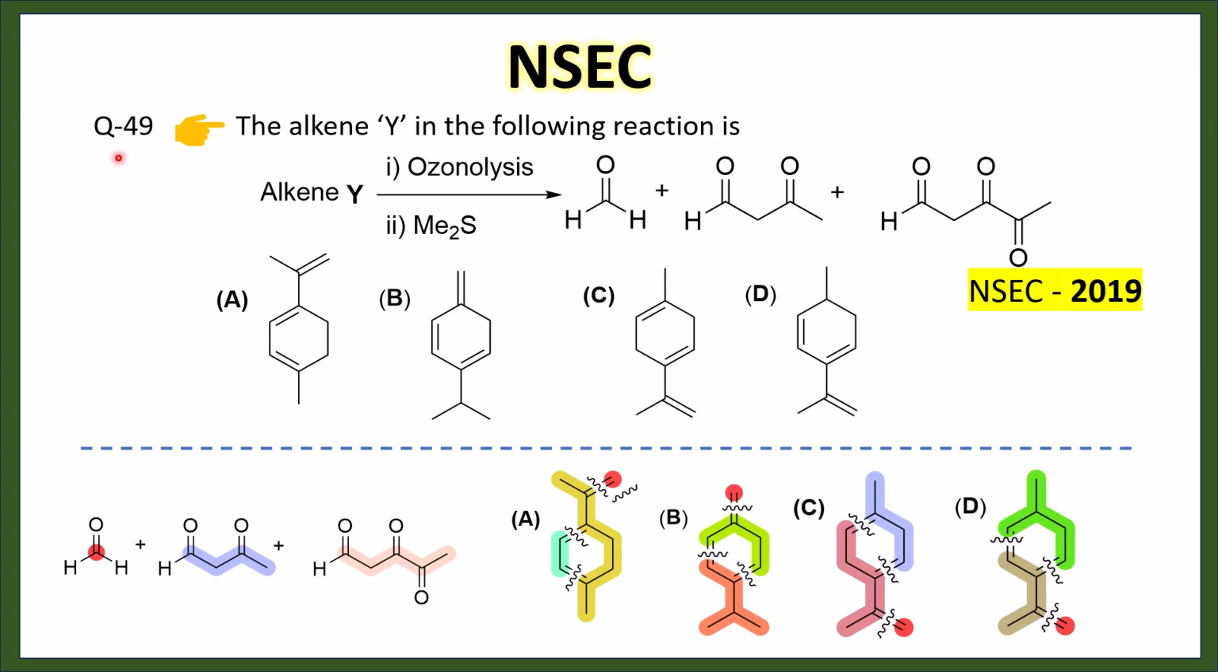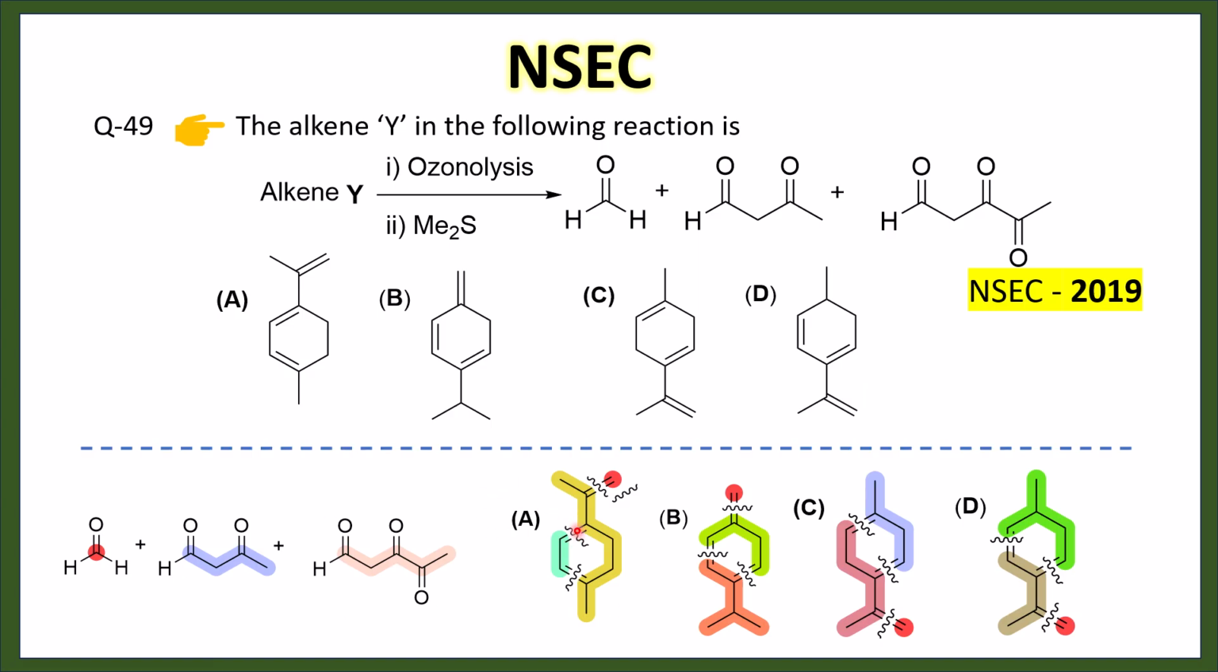Now question number 49. The alkene Y on the following reactions gives this product. We have to find out the alkene. Now let's see, these are the products formed. We do ozonolysis of each compound and we are able to find out this product.